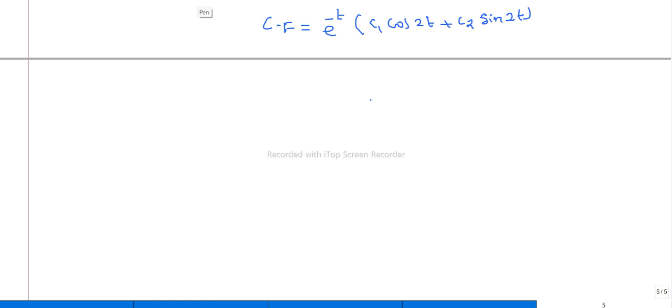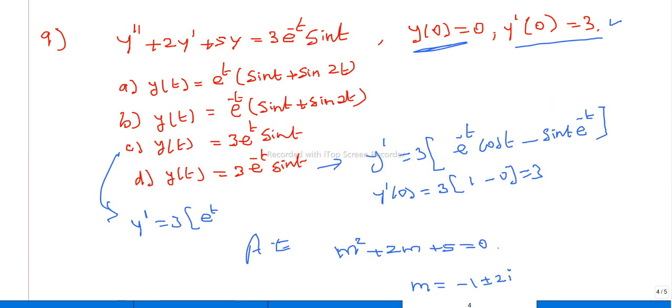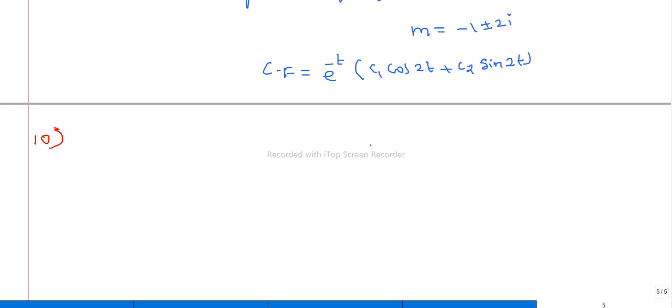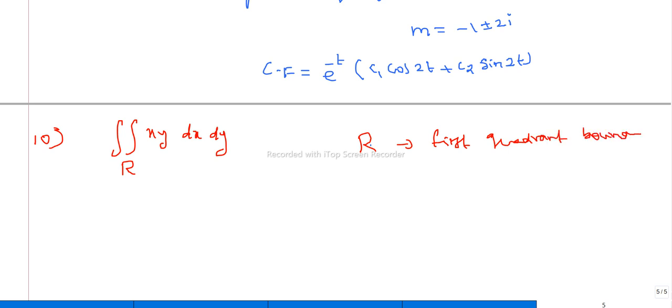So for the next problem, maybe you can take some integral value. I think the 10th question. Find the value of the double integral over the region R of xy dx dy. Actually what is this R? This R is the first quadrant bounded by the curves. R is the first quadrant, so the graph should be in the first quadrant bounded by the curves y equal to x square and y plus x equal to 2 and x equal to 0. Then what is the value of this?